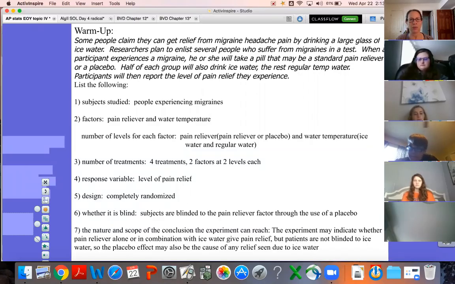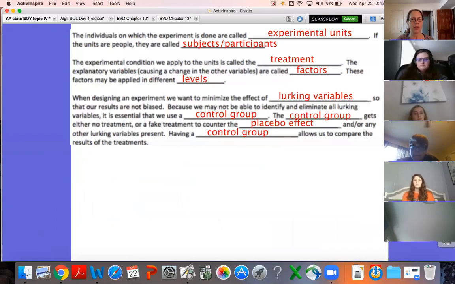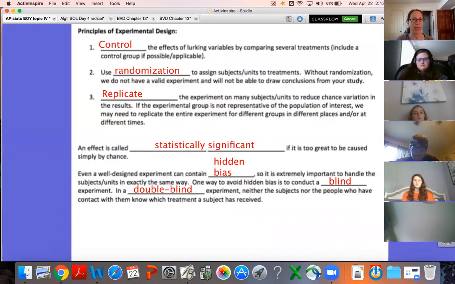So that's kind of just your whole experimental design, going through all the different vocab words we talked about. I put all these notes in here and I'm not going to cover them, but these were the chapter 13 notes, and it's well worth you looking back on them. Here's a big one about experimental design.